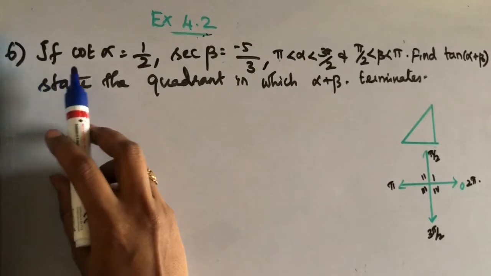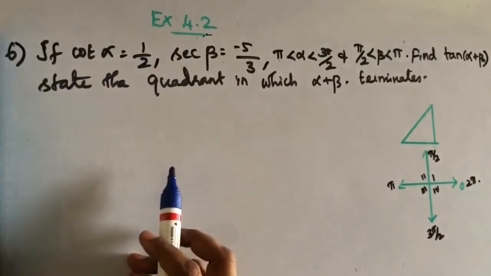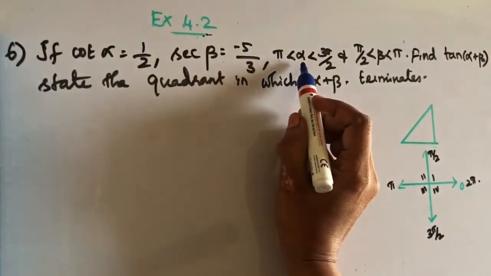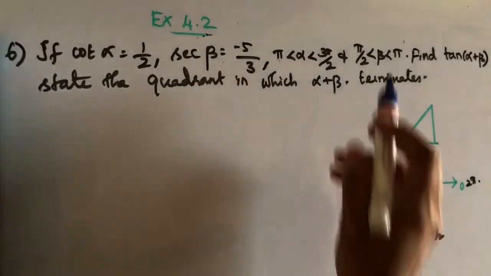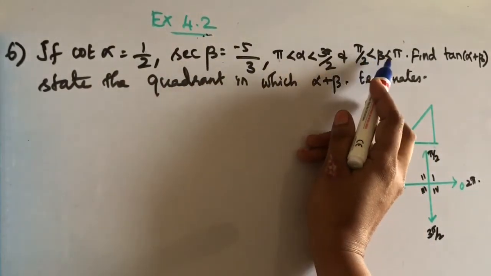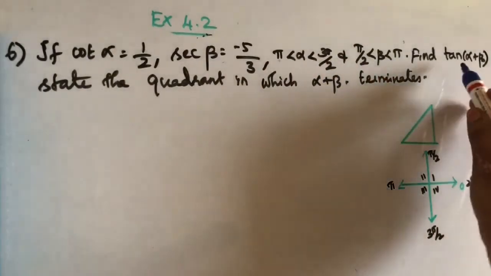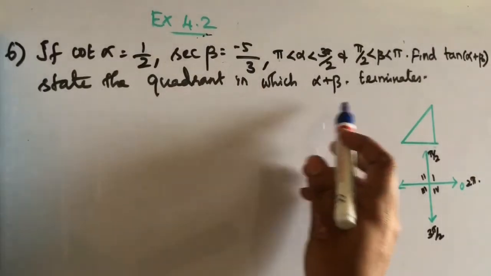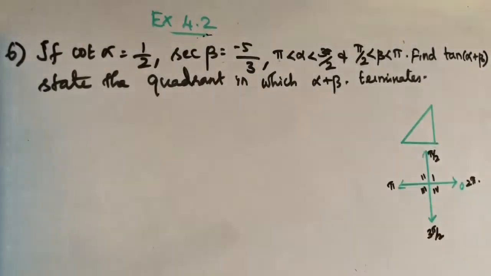Sixth problem. If cot alpha equal to 1 by 2, secant beta equal to minus 5 by 3, where pi less than alpha less than 3 pi by 2, pi by 2 less than beta less than pi, find tan alpha plus beta, state the quadrant in which alpha plus beta terminates.